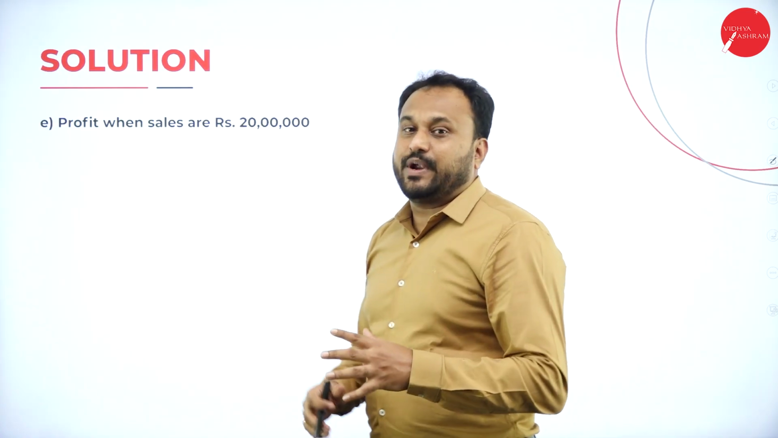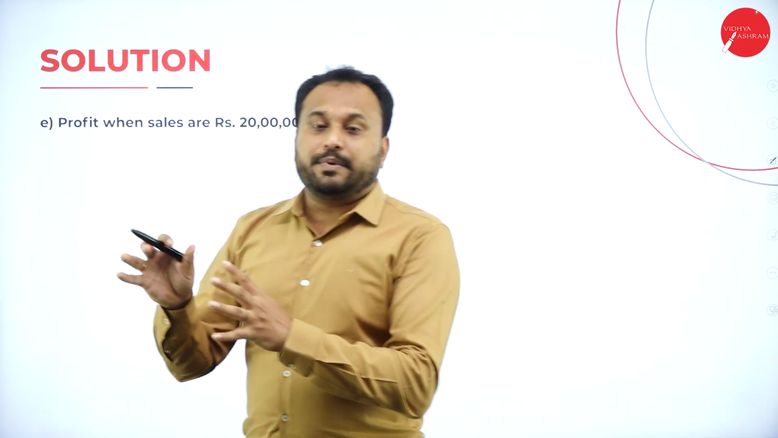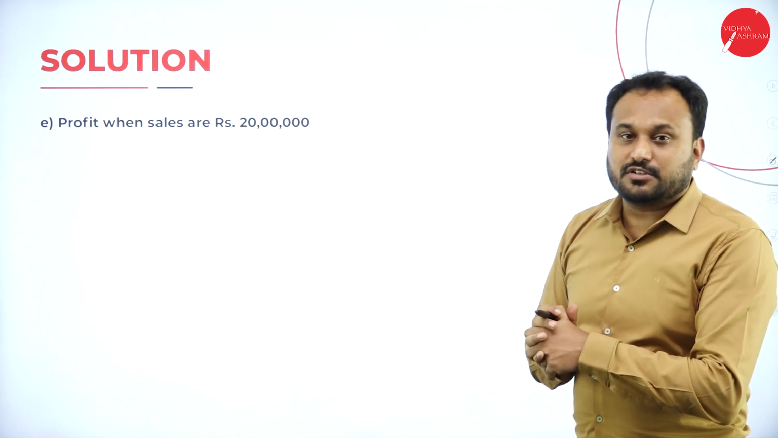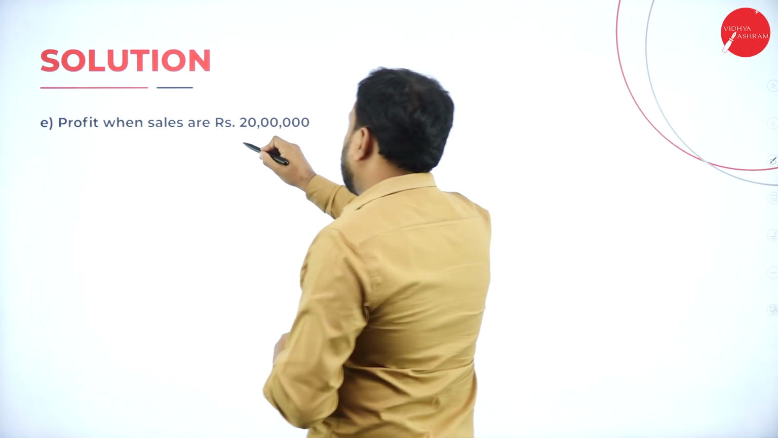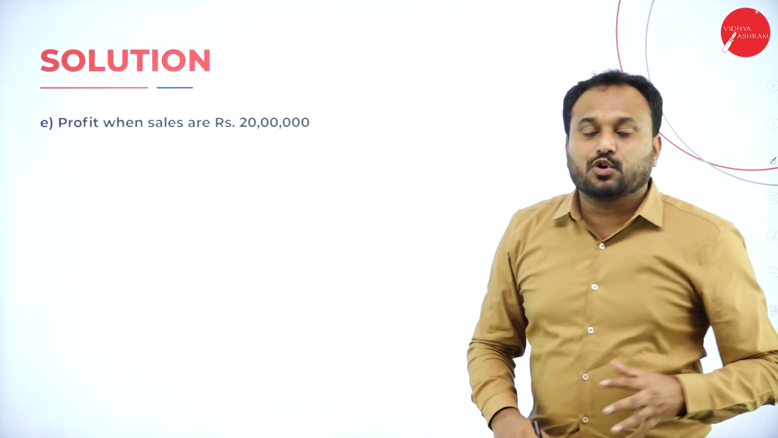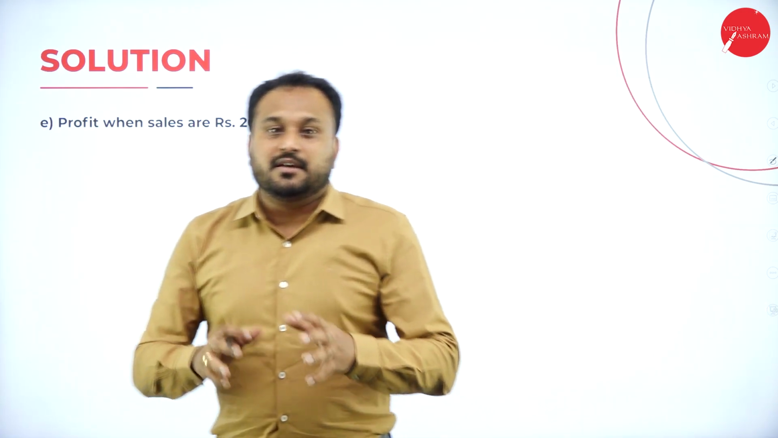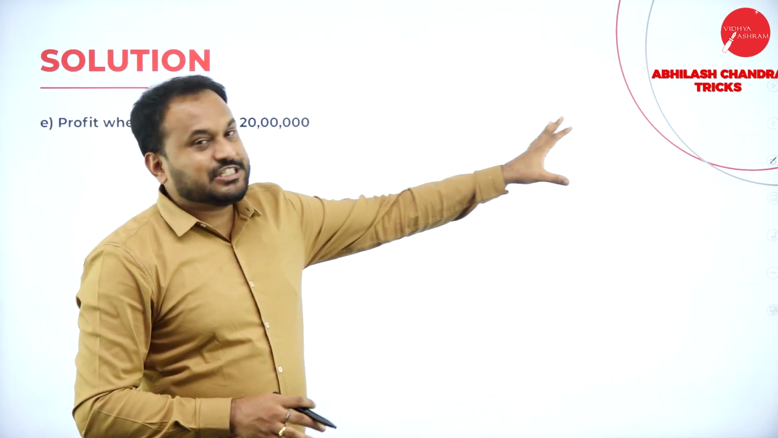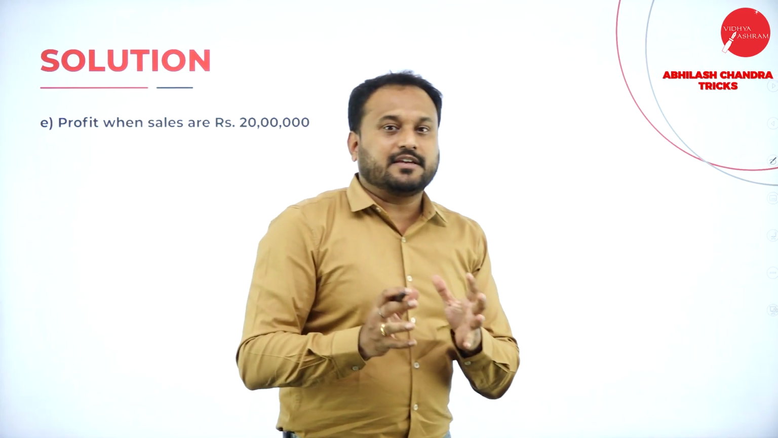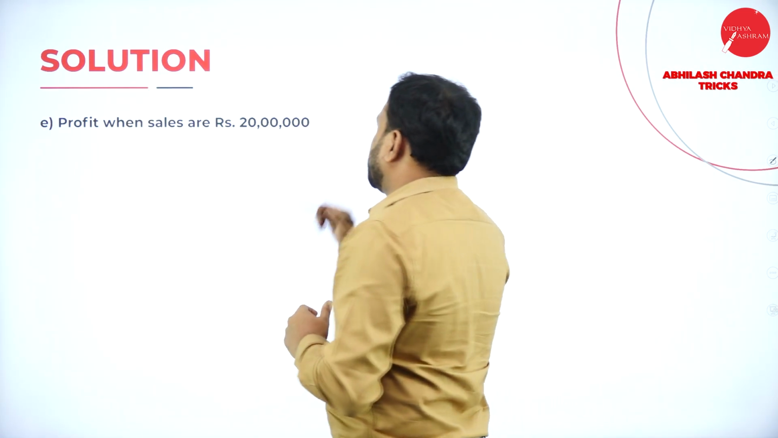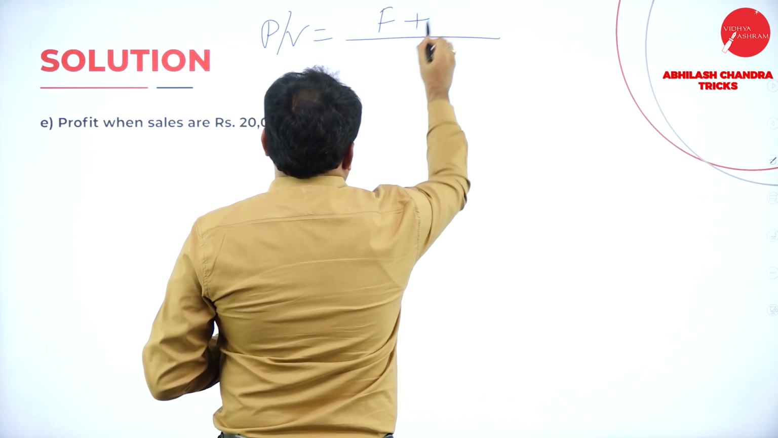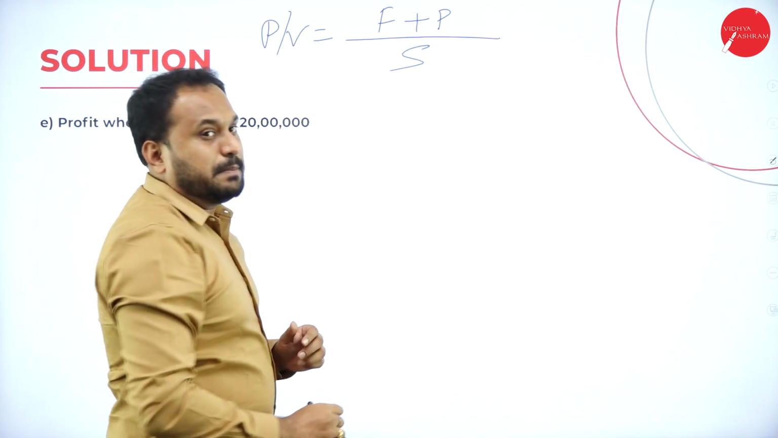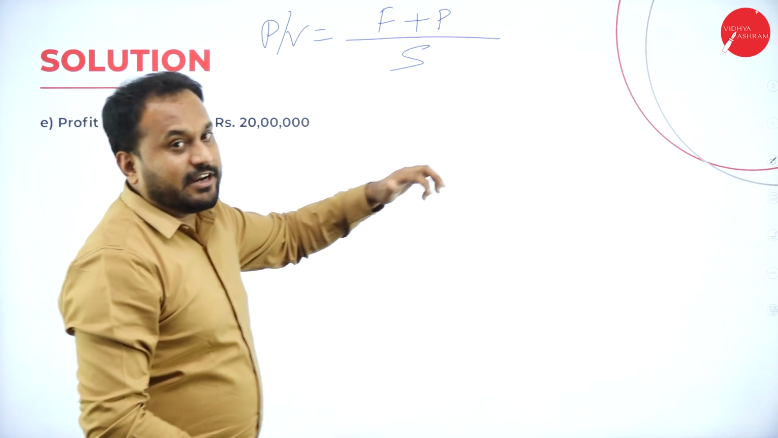So we have E, that is profit when sales are 20 lakh rupees. Now what exactly is this 20 lakh rupees all about? Profit when sales are 20 lakh rupees. For that, what should we do? We need to go with a very interesting formula called the Abhilash Chandra trick, the universal formula to solve this. PV is equal to F plus P divided by S.